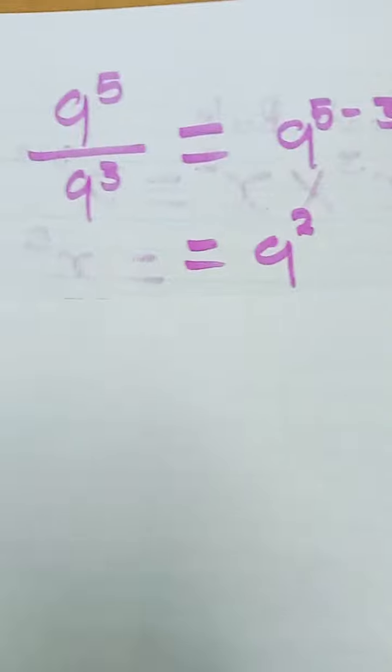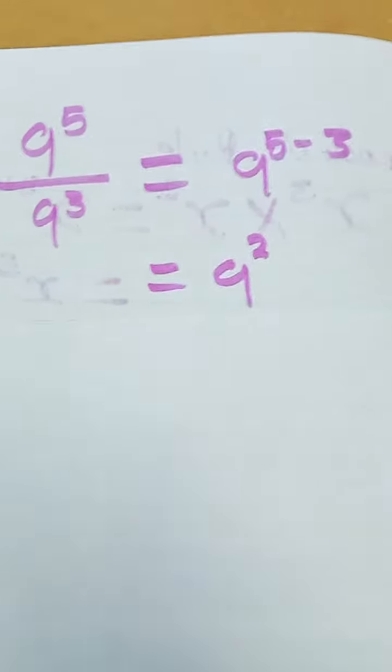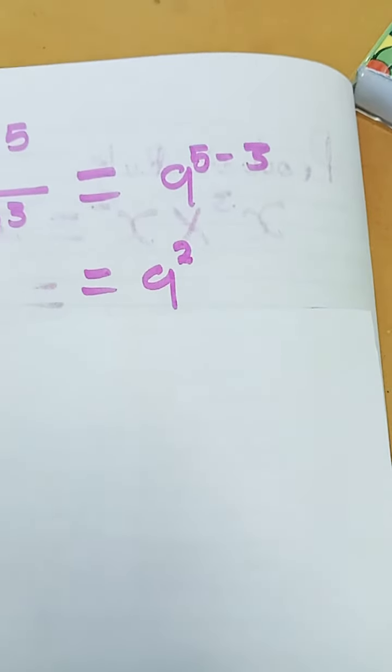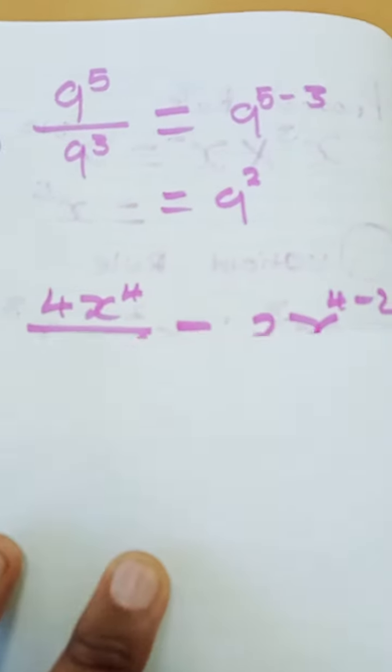So here I have this example, I have a to the power of 5 divided by a to the power of 3. So I'm going to write it as a to the power of 5 minus 3. Remember, these exponents are subtracting each other. So 5 minus 3 will give us 2, so our answer becomes a squared. Okay, I have another example here.